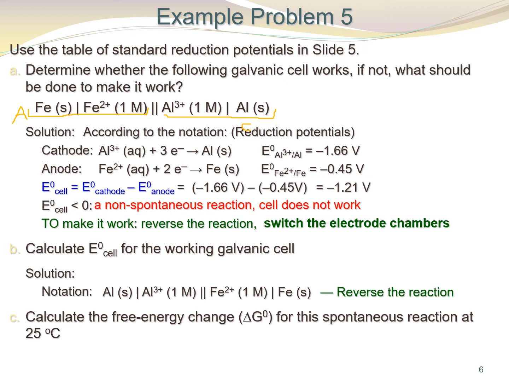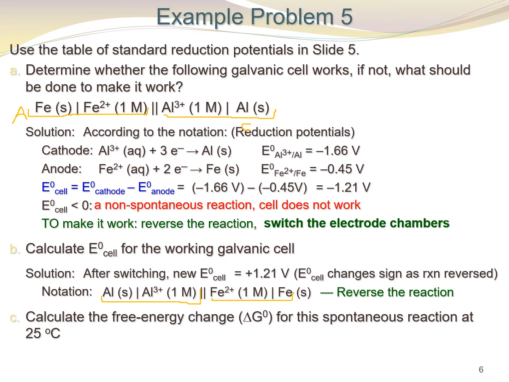So the new notation of the cell is we have aluminum in the anode chamber, iron in the cathode chamber. And in this way, we change the sign of E0 cell. Since E0 cell is positive, we understand it is a spontaneous process.